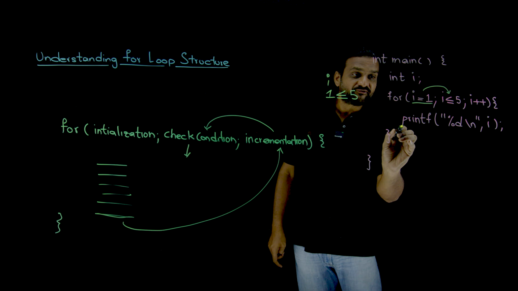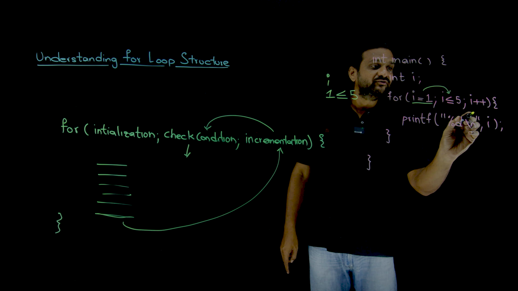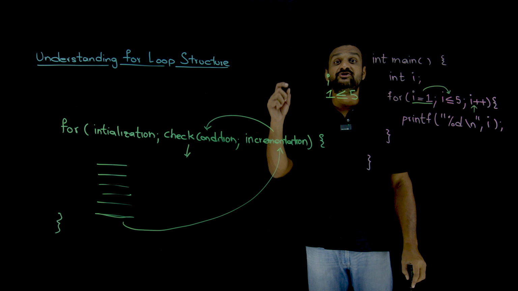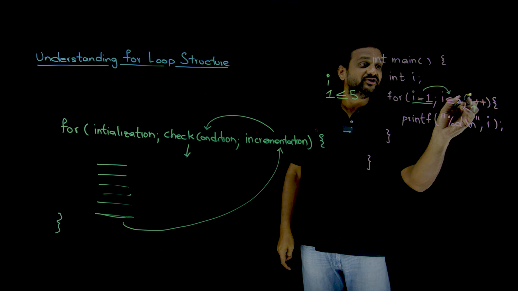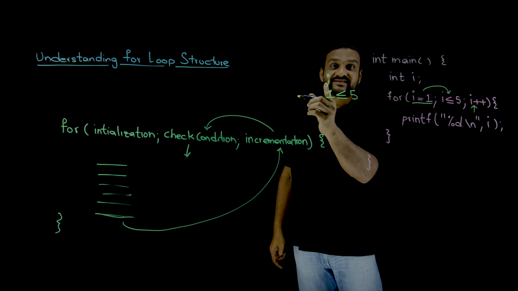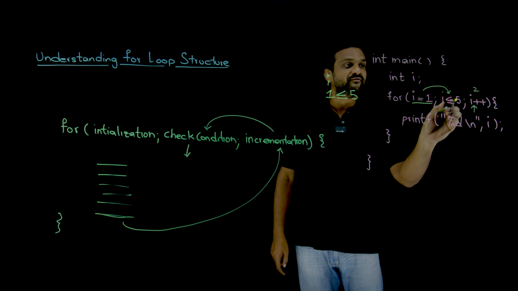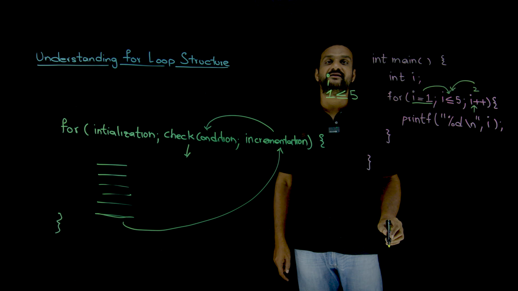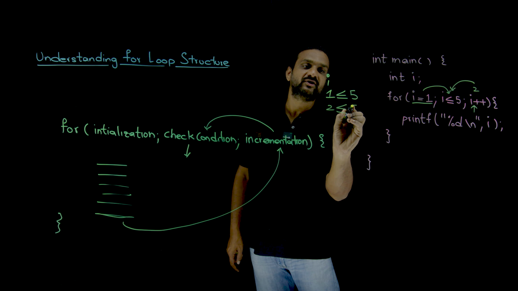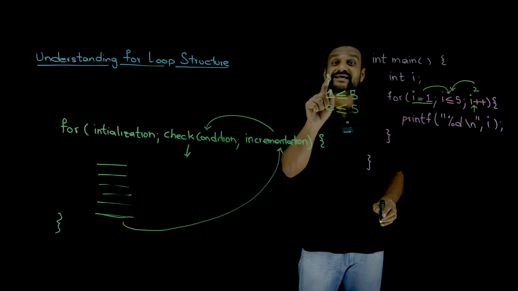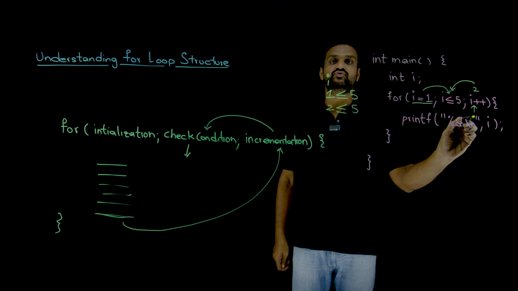Now after all the statements within the for loop have been executed, the incrementation is done. The value of i will get incremented. What is the new value of i? Previously it was 1, and after incrementation it becomes 2. Now we have to check the condition again. With the new value of i, 2 less than or equal to 5. Is it true? Yes, it is true. So now we are going to print the value 2.